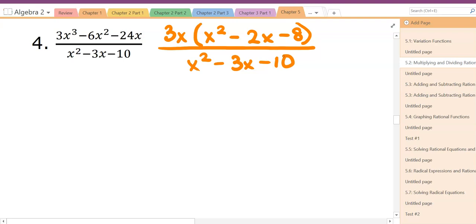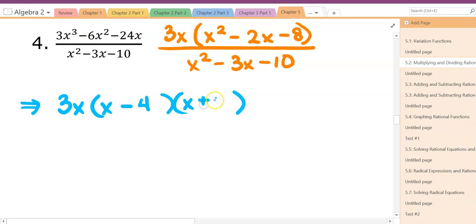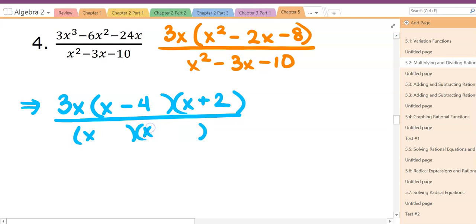So pause the video here and try to finish this problem on your own, and also make sure that you're stating any values that need to be excluded, and when you're ready for the solution, resume. So on the top, how I factored it, I needed two numbers that multiplied to a -8 and added to a -2. That would be a -4 and a +2. On the bottom, I need two numbers that multiply to a -10 and add to a -3. That would be a -5 and a +2.